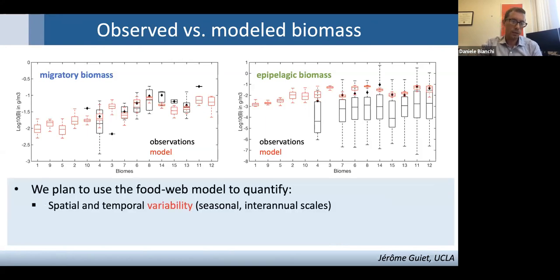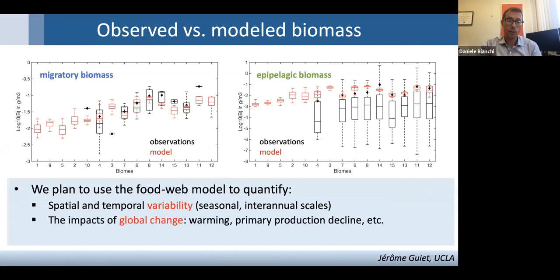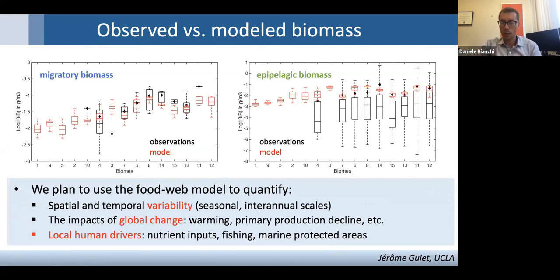And what we plan to do is, of course, analysis of the spatial and temporal variability and the drivers of this variability, but also try to downscale the impact of global change and look at the various drivers that Jim and Curtis have already explained, warming, primary production decline. We can also use the model to study local drivers, human drivers, for example, the nutrient inputs and their effect on primary production and the entire food web, fishing and extraction of resources and establishment of marine protected areas.